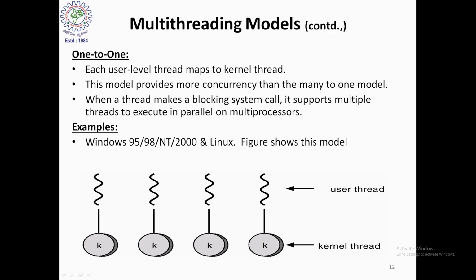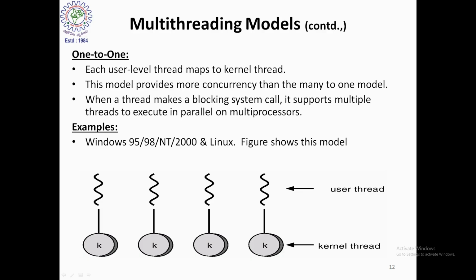Also, it allows multiple threads to run in parallel on multiple processors. Imagine that you're running a multiprocessor system, and you have 4 processors in hand. Each of these kernel threads will be able to execute on each of the processors.